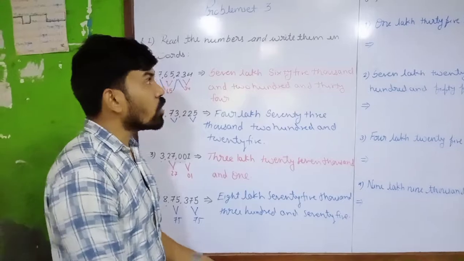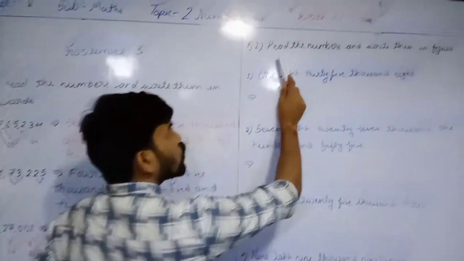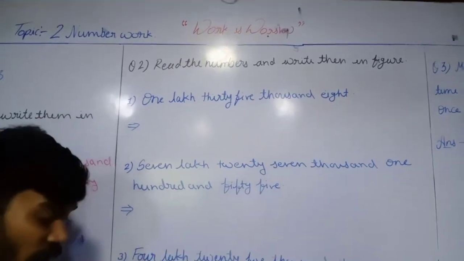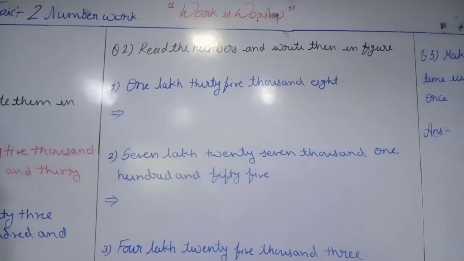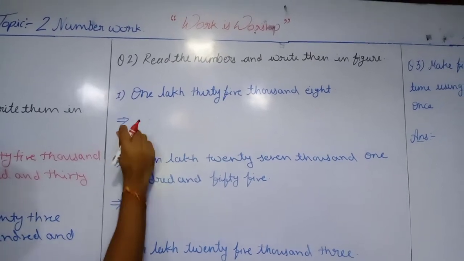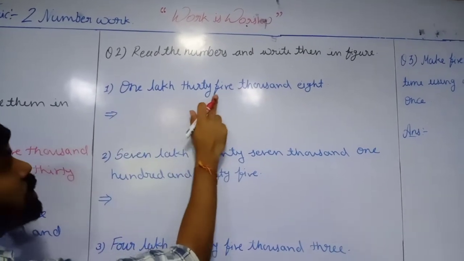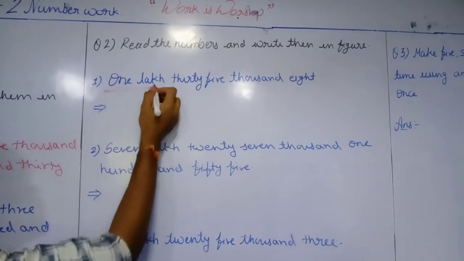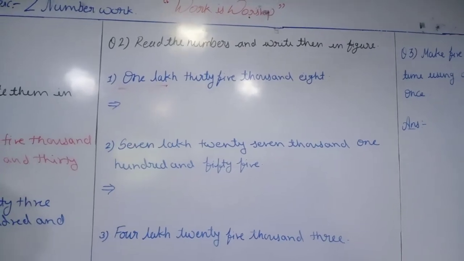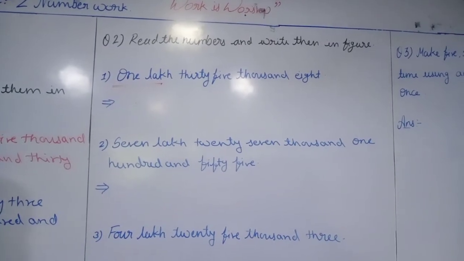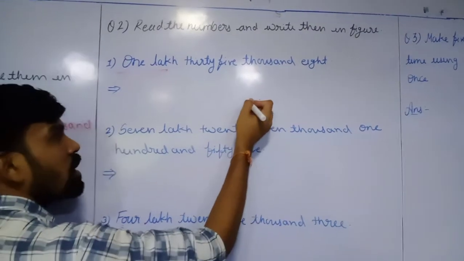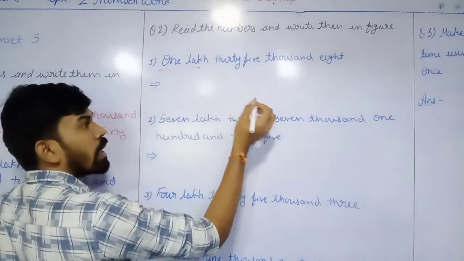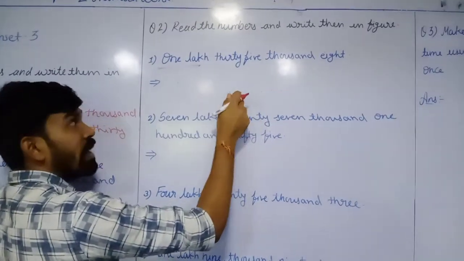Now the turn for the second question. Question number 2. Read the numbers and write them in figures. Whatever we did, we are going to do the reverse of that. First, read the number. 1,35,008. The first one means we have to write till the lakh place. So for that, what do we have to do? We need unit, 10, 100, 1000, 10,000, lakh. 1, 2, 3, 4, 5, 6 digits.